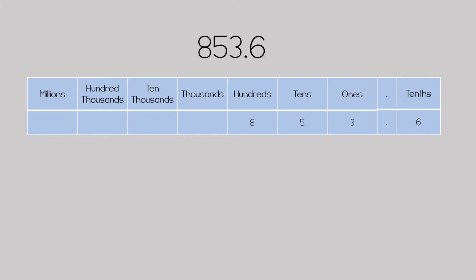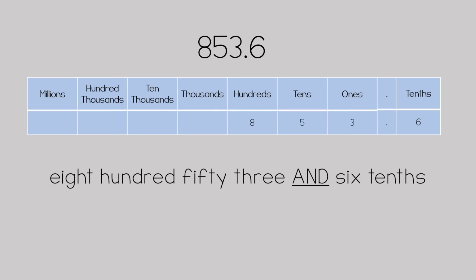And when we read this number, we say "and" to represent the decimal. So this number would be 853 and 6 tenths. In expanded form, this number would be 800 plus 50 plus 3 plus 6 tenths.